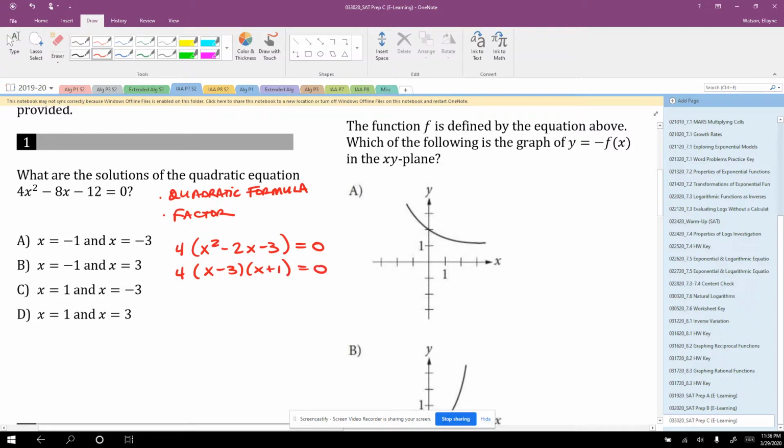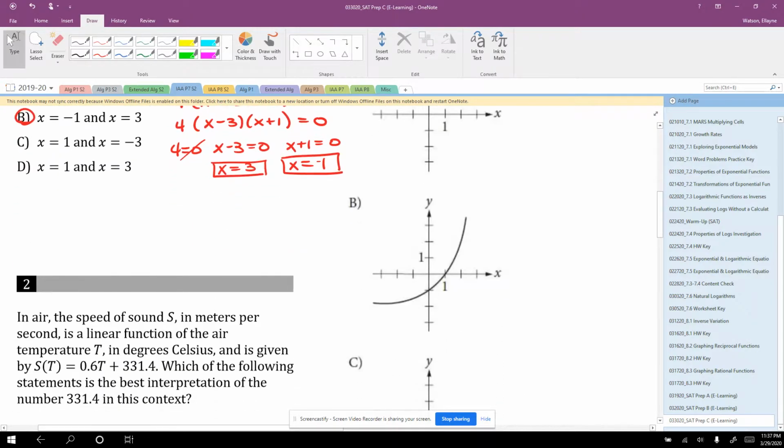And then solving it, I use the zero product property that says if you multiply two numbers and the product is 0, that at least one of them has to equal 0. So I'm going to set all of these equal to 0. Okay, this becomes nothing because it's not a true statement. I get x is equal to 3, x is equal to negative 1. And that is one of my option choices, and that's B. Okay, moving on to the next one.